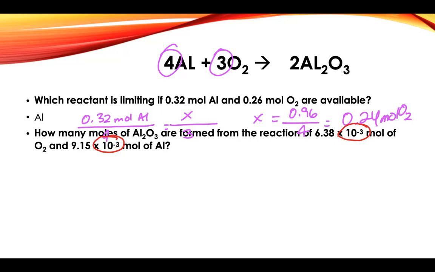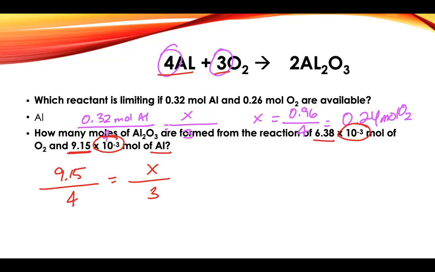So if I pick, let's go with the 9.15 this time. 9.15, that's Al, over 4 equals X over 3. I hope you understand why I'm ignoring the times 10 to the minus 3. It is unnecessary because I'm only trying to compare this amount.